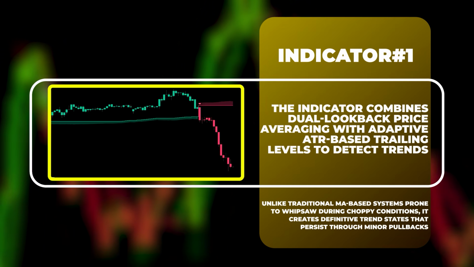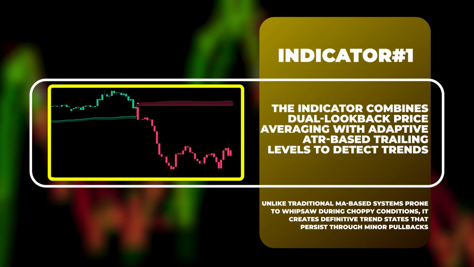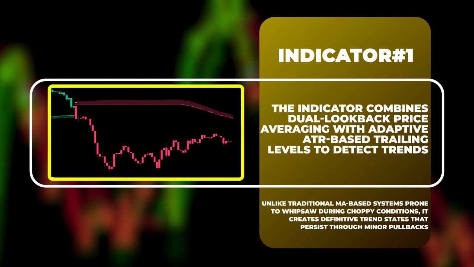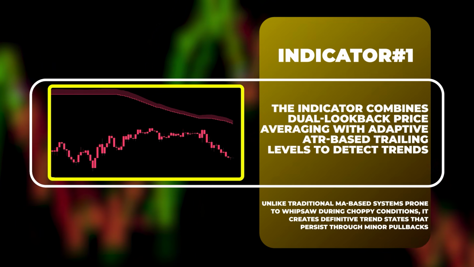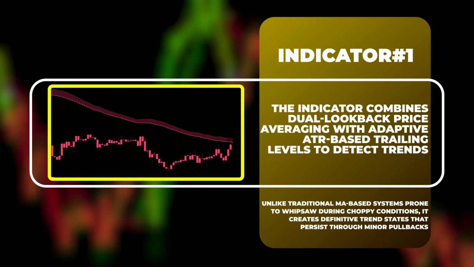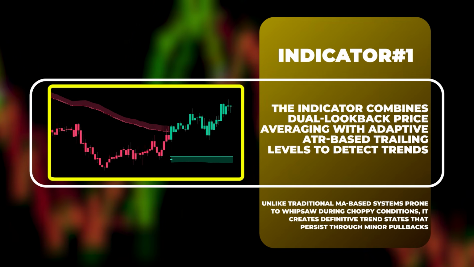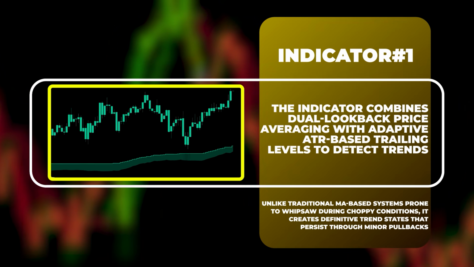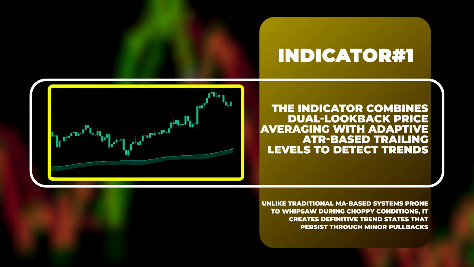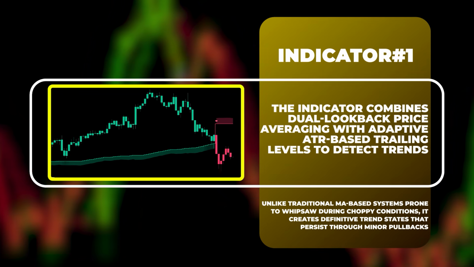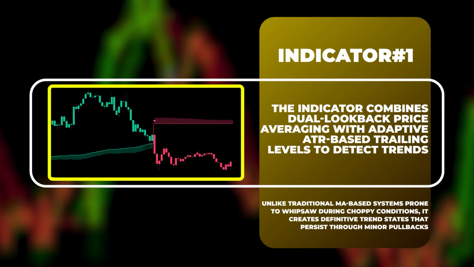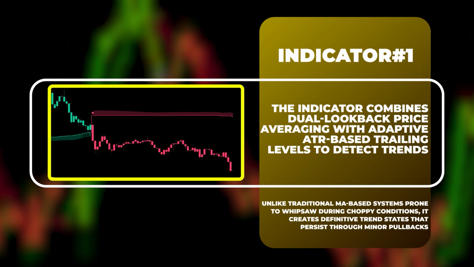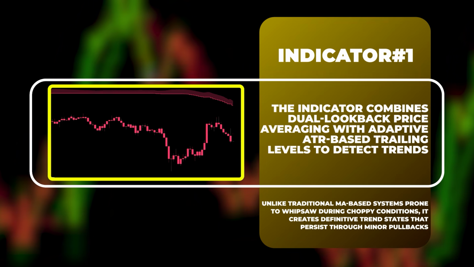The indicator is an advanced trend-following rail system that combines dual look-back price averaging with adaptive ATR-based trailing levels for clean trend identification and momentum-sensitive visual feedback. Unlike traditional moving average systems prone to whipsaw during choppy conditions, the indicator creates definitive trend states that persist through minor pullbacks. As a result, traders receive institutional-grade trend detection.